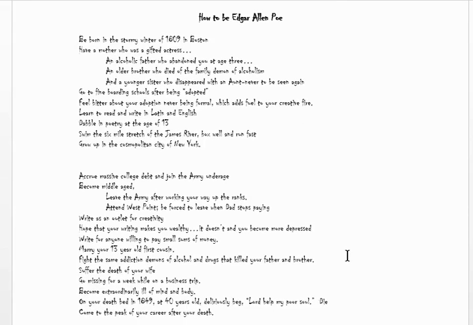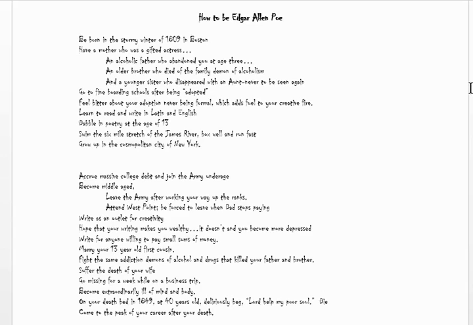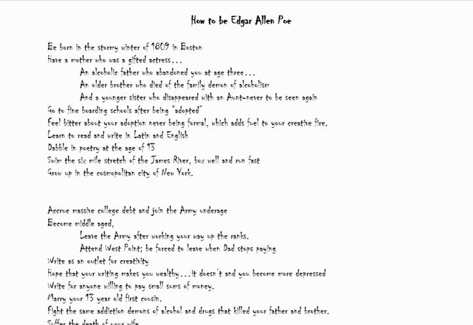Let me give you guys a model. I love Edgar Allan Poe, so here is one that I've researched, so you can see the format. It is in 3 stanzas, and it says, be born in the stormy winter of 1609 in Boston. Have a mother who was a gifted actress, an alcoholic father who abandoned you at age 3, an older brother who died of the family demon of alcoholism, and a younger sister who disappeared with an aunt never to be seen again. Go to fine boarding schools after being adopted.